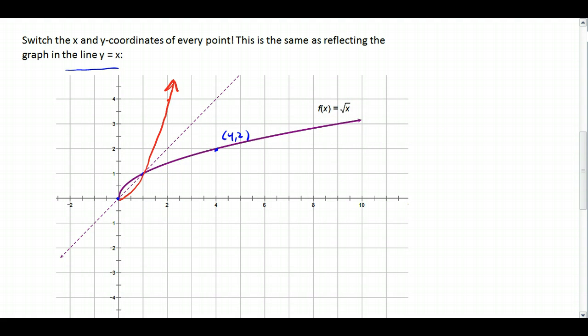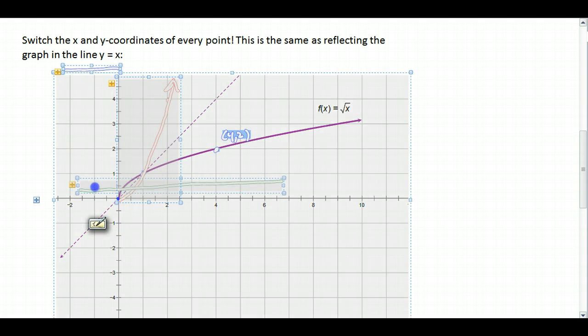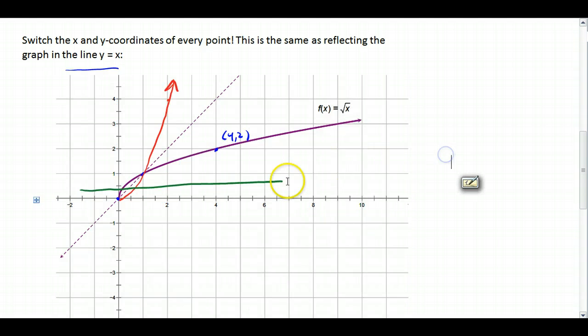Now, there is a way to look at a graph of a function and see if it even has an inverse, and that is called the horizontal line test. And so this function here passes the horizontal line test because no matter where I put this horizontal line, it will always cross the original function at only one place. So if a function passes the horizontal line test, that means it does have an inverse.